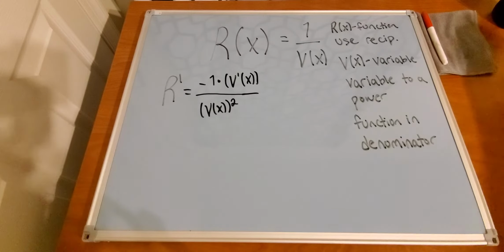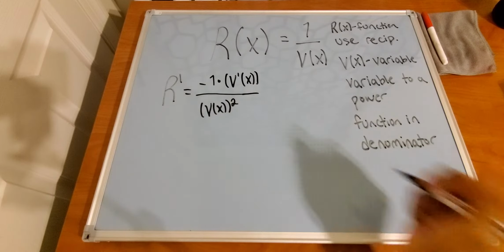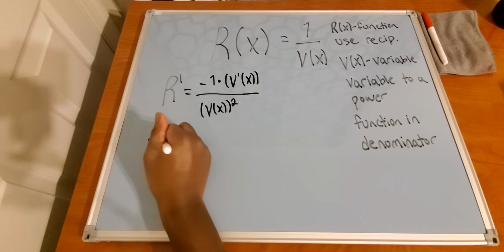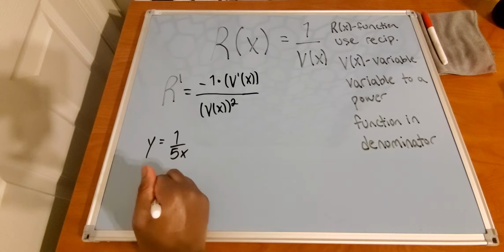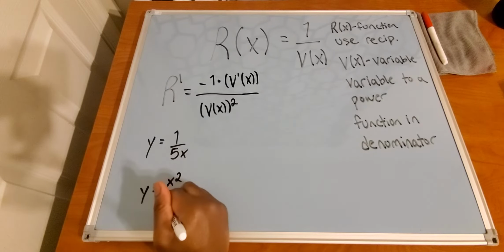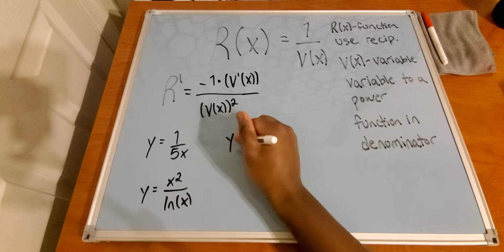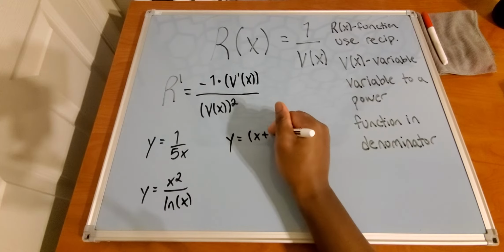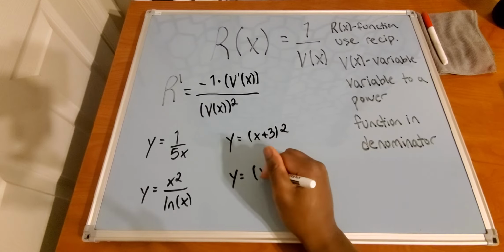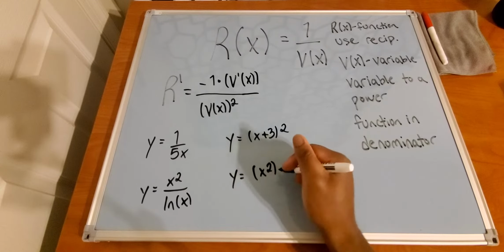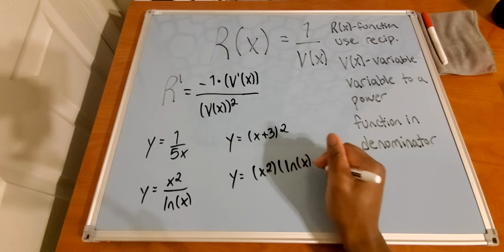We can look at some forms before I go into the questions. So something that might look like reciprocal rule. Let's say we have y is equal to 1 over 5x. We have y is equal to x squared over the natural log of x. Y is equal to (x plus 3) squared. Y is equal to x squared times natural log of x plus e to the x.